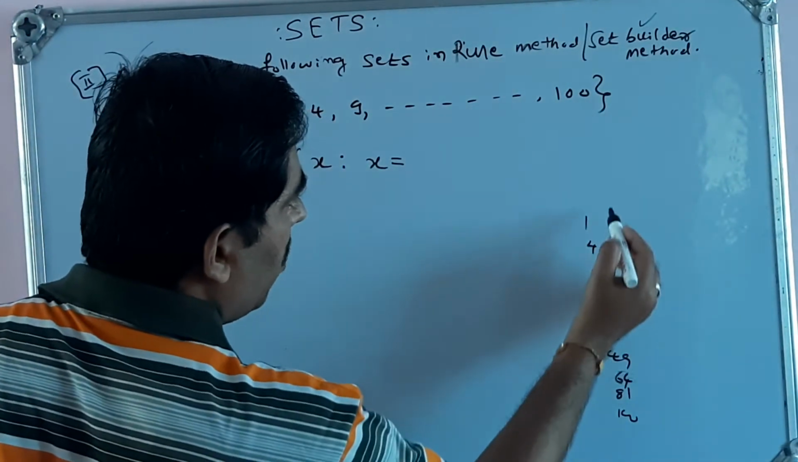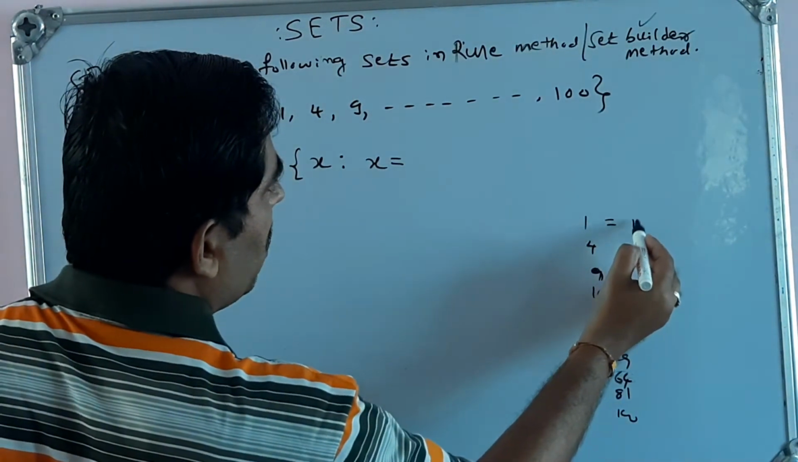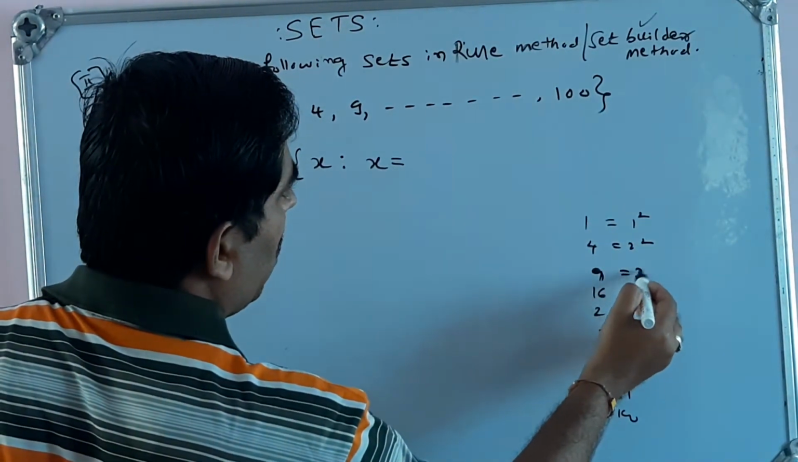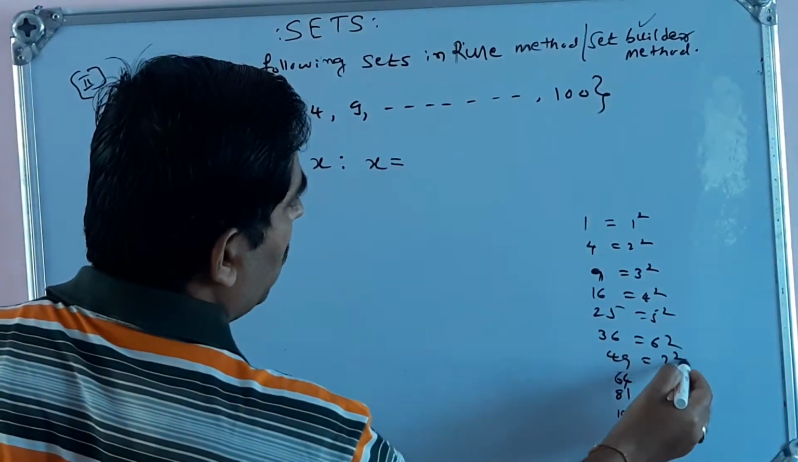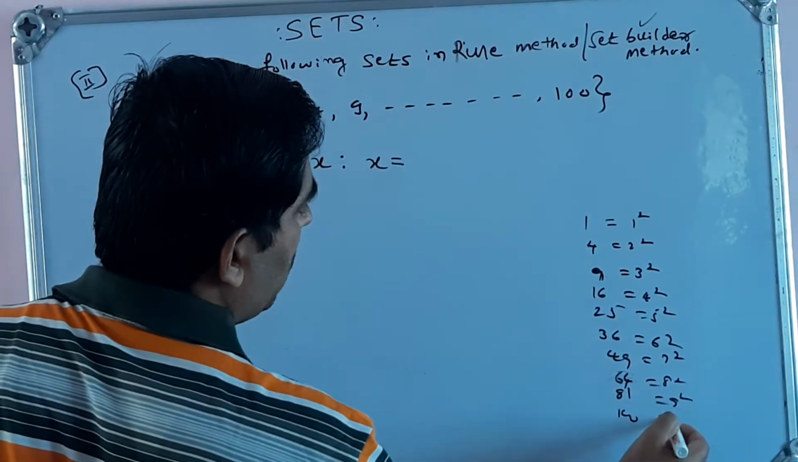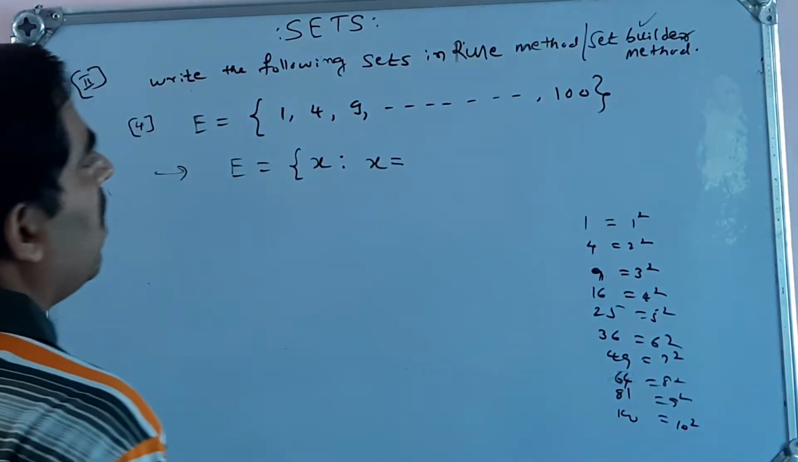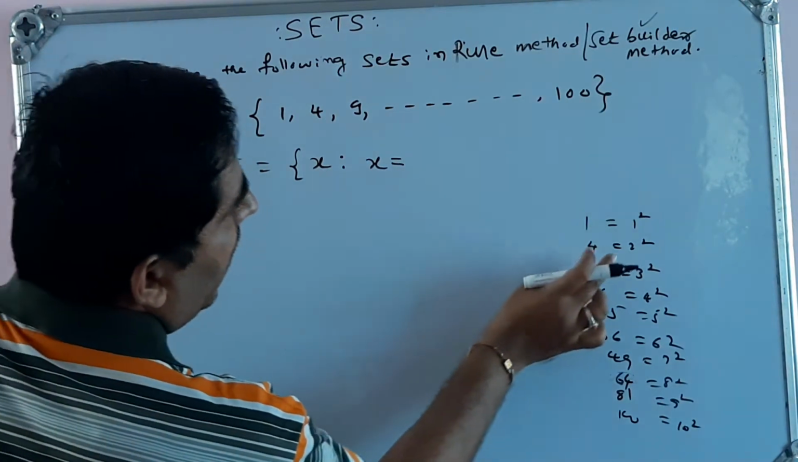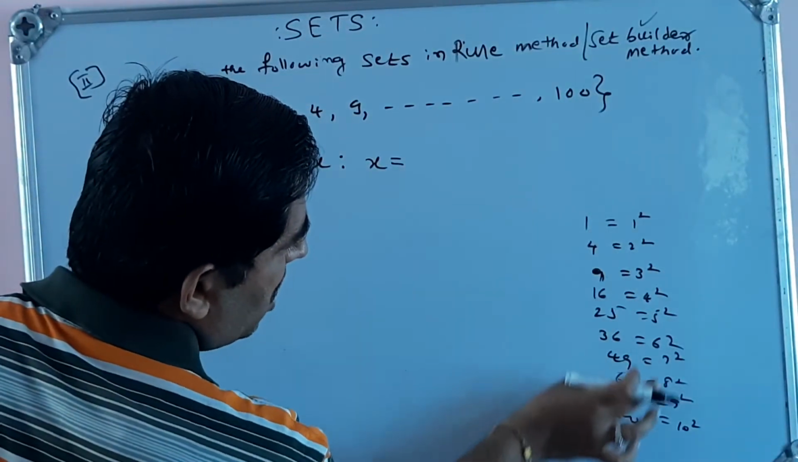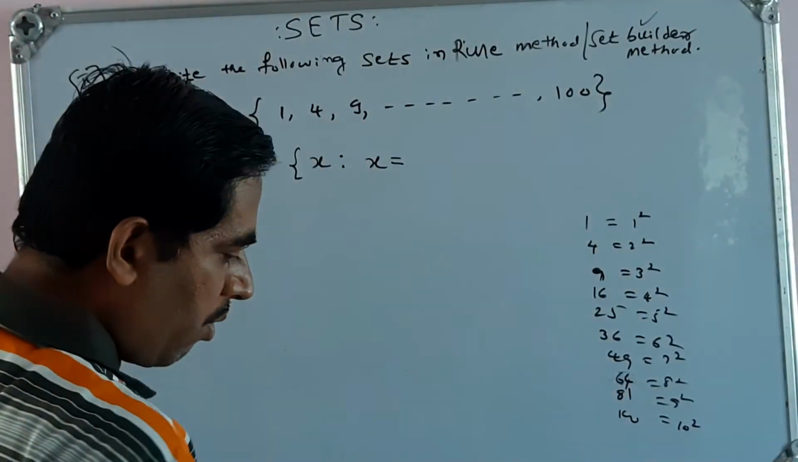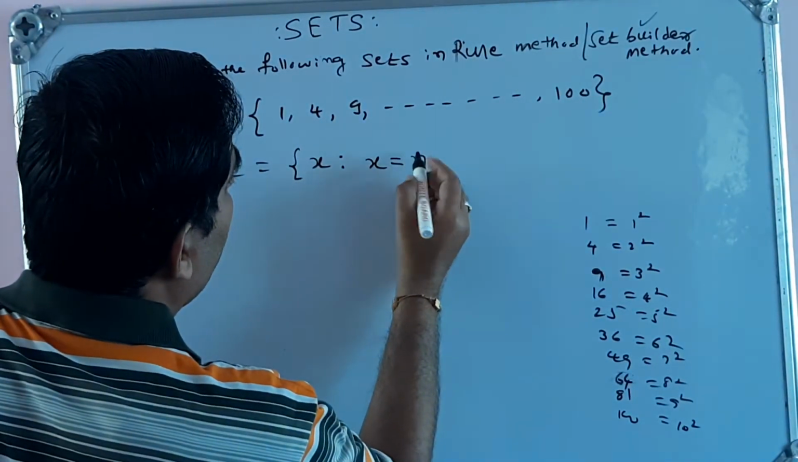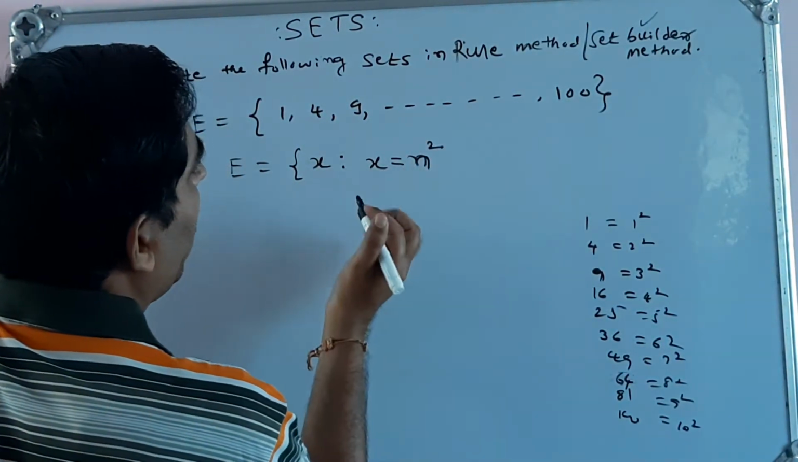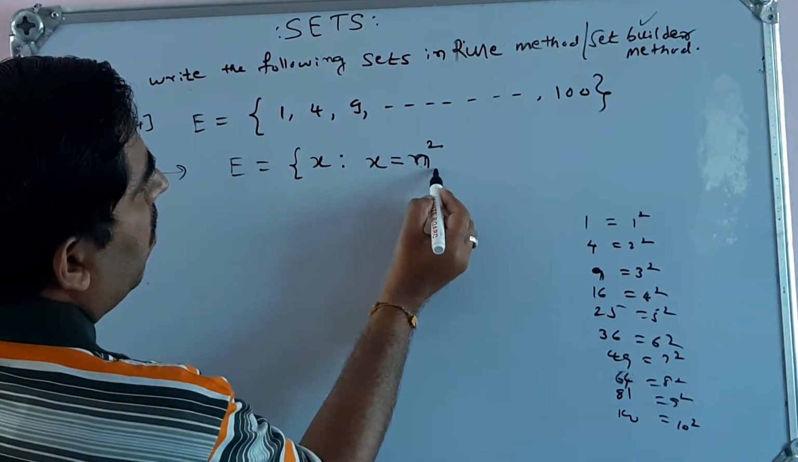What are these? These are all perfect squares. So how do you write this? 1 square, 2 square, 3 square, 4 square, 5 square, 6 square, 7 square, 8 square, 9 square, 10 square. So all these are perfect squares. 1 square is 1, 2 square is 4, 3 square is 9. Generally I can write this as n square, where n is a natural number.